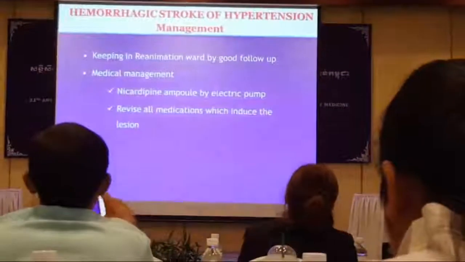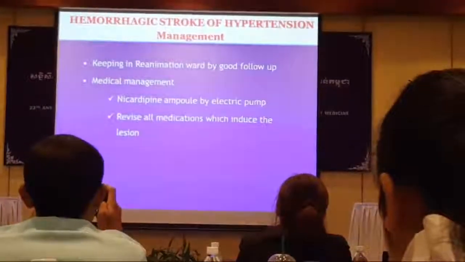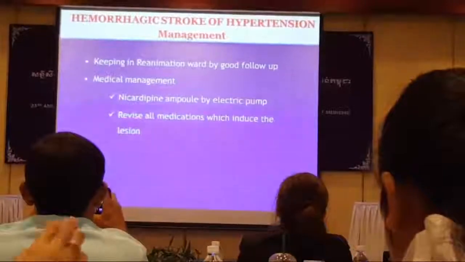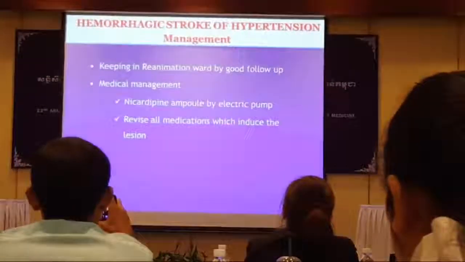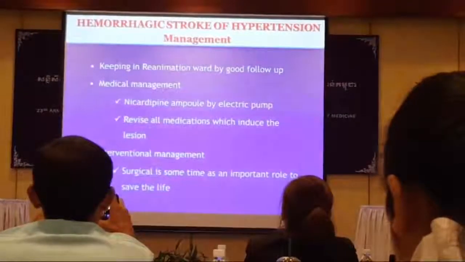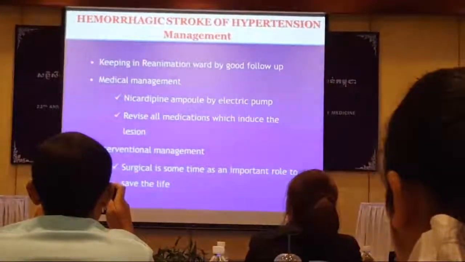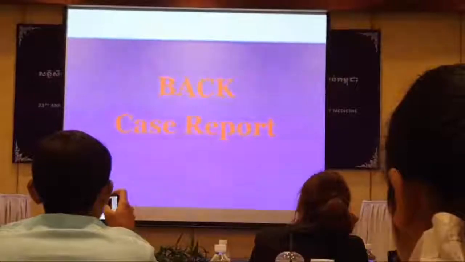For hemorrhagic stroke in case of hypertension, how do we manage it? We must keep the patient in the ward for good follow-up. For medical management, we just give nicardipine, a kind of vasodilator, to decrease the blood pressure. We divide all the medications we can use later. Interventional, surgical management, as I said, sometimes plays an important role in saving life, but not all the time.